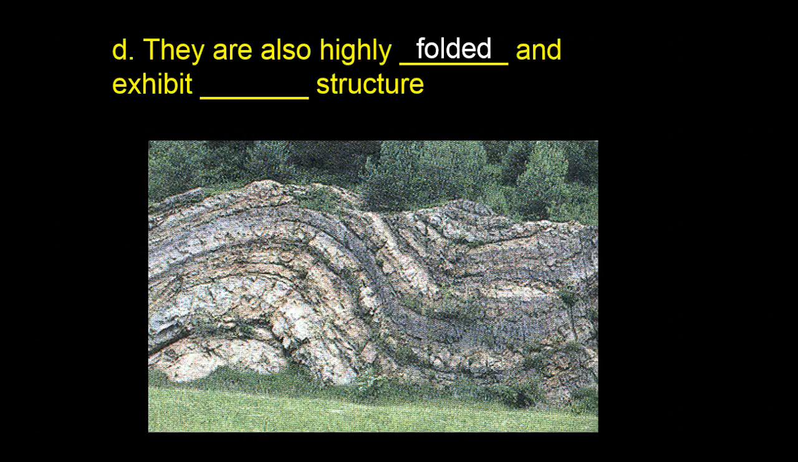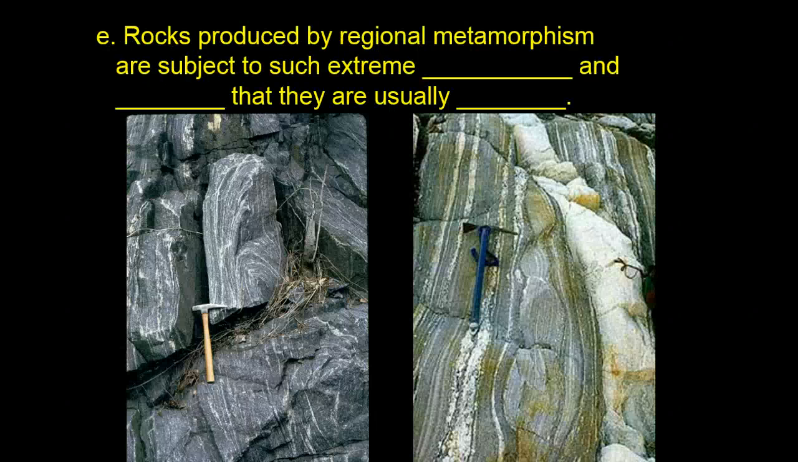They're also highly folded and exhibit distorted structure. So you will actually see waves or swirls in these rocks. Really cool. The rocks that are produced by regional metamorphism are subject to such extreme temperatures and pressure that they're usually foliated too. So again, you see the striping that occurs, and you'll see swirls too. It's very neat.